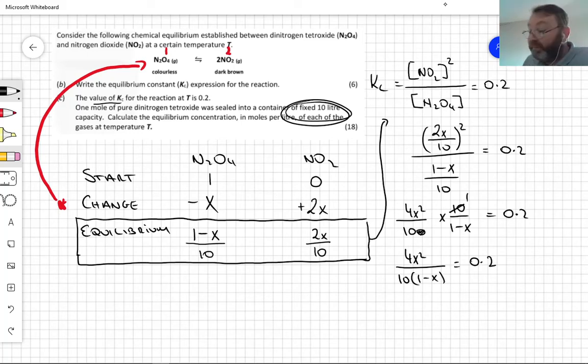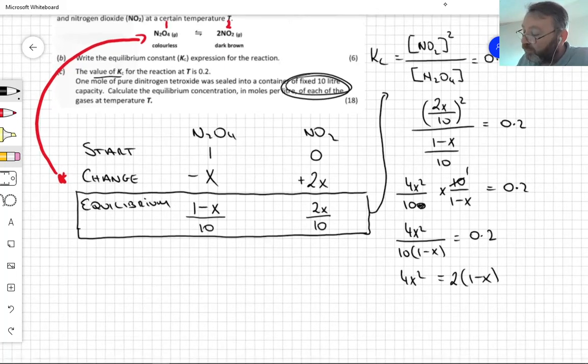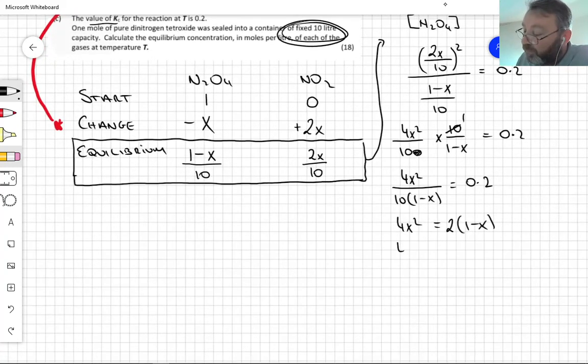Now, in order to clear this fraction, I have to multiply both sides by the denominator, okay? And 10 times 0.2 is 2. So just to keep things easy, 4x squared equals, so we're going to bring this over here and multiply it by 0.2. 10 times 0.2 is 2 times 1 minus x, which gives me the quadratic expression 4x squared equals 2 minus 2x.